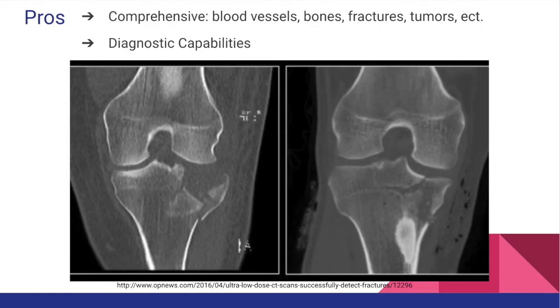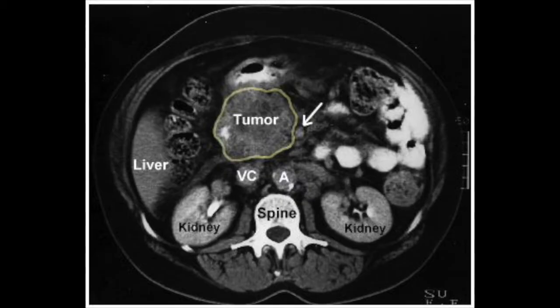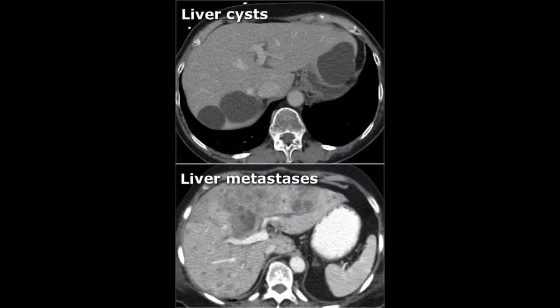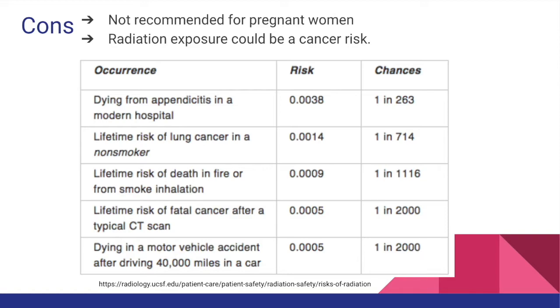Looking at the pros of CT scans, an obvious one is its comprehensiveness. CT scans are capable of recording scans of blood vessels, bones, tumors, and so much more. The image of a CT scan done shows a tibial fracture in detail. Its diagnostic capabilities allow CT scans to find and make evaluations on a patient's health without being invasive the way surgical biopsies are.